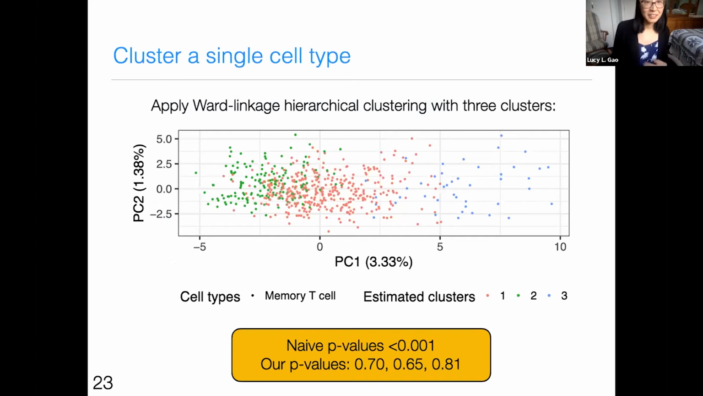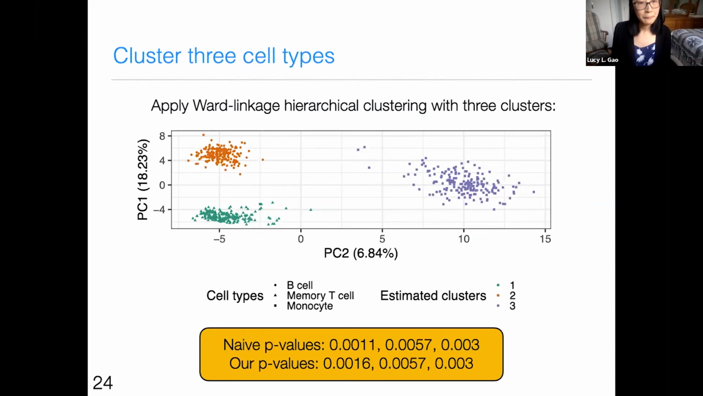First, when I cluster a single cell type and I apply Ward linkage hierarchical clustering, you can see there's perhaps a little bit of separation on the PCs, but this isn't super clear separation. If you apply the naive Wald test, you're just going to get these super tiny p-values, while our selection adjusted p-values are much larger. And if you apply Ward linkage hierarchical clustering to the mix of cells, you get these estimated clusters that do line up with the true cell types. And while the Wald p-values are pretty small, our p-values are pretty similar, which suggests that we are maintaining some reasonable level of power.